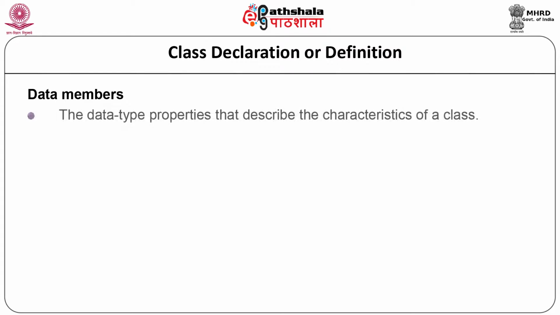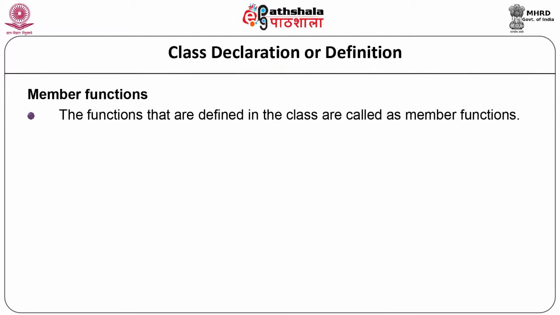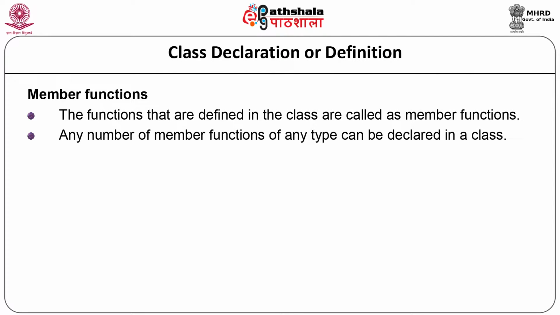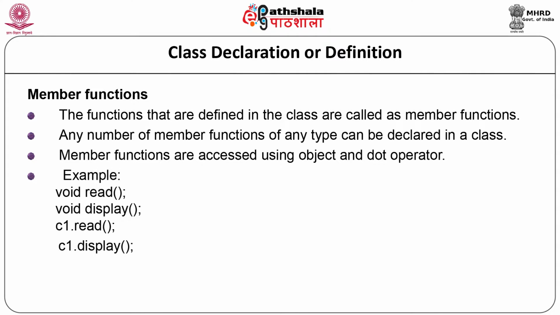The data members of the class. These are the data type properties that describe the characteristics of a class. It is possible that any number of data members of any type can be declared in a class. Example, float radius, float area. The functions that are defined in the class are called member functions. Any number of member functions of any type can be declared in a class. The member functions are accessed using the object and the dot operator. For example, void read, or this particular function can be called as a1.read().